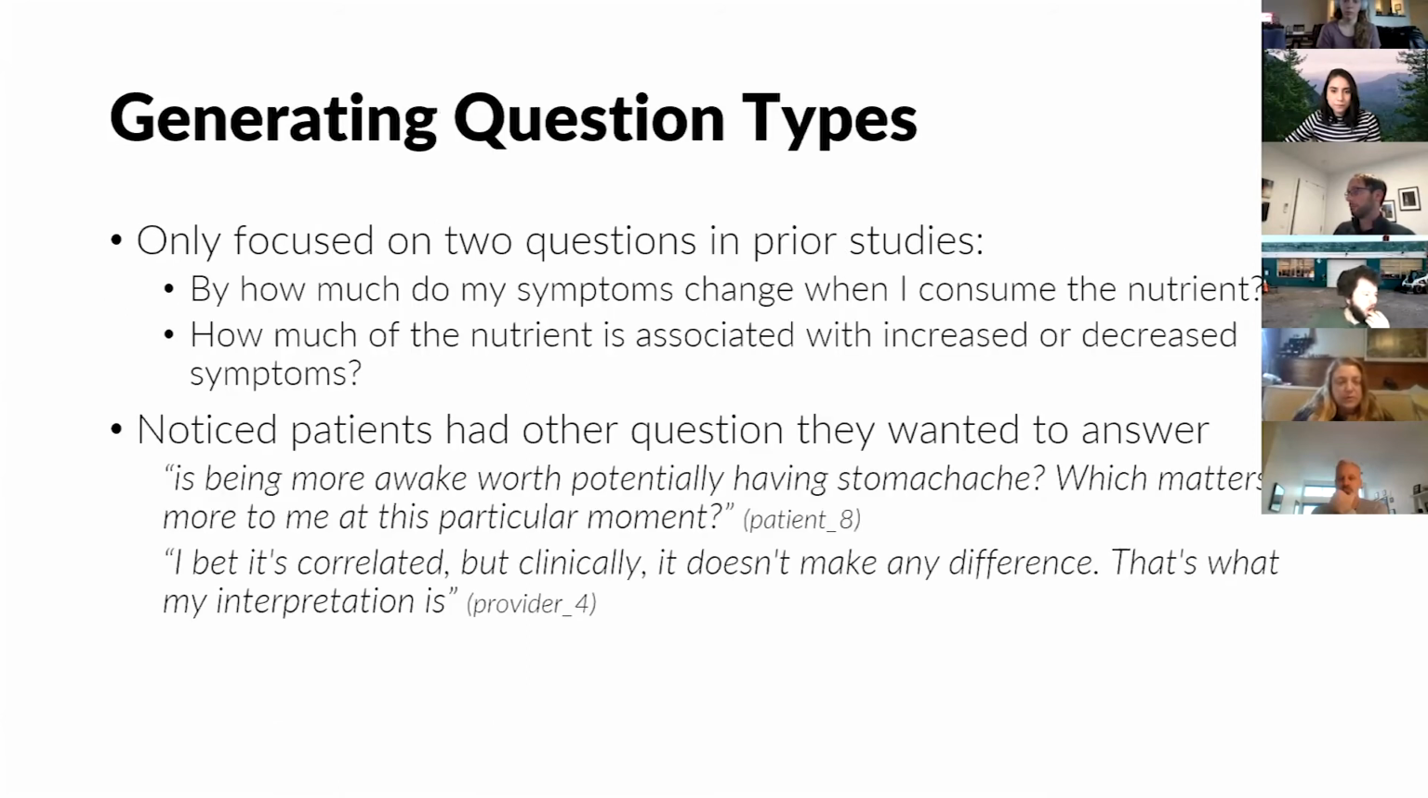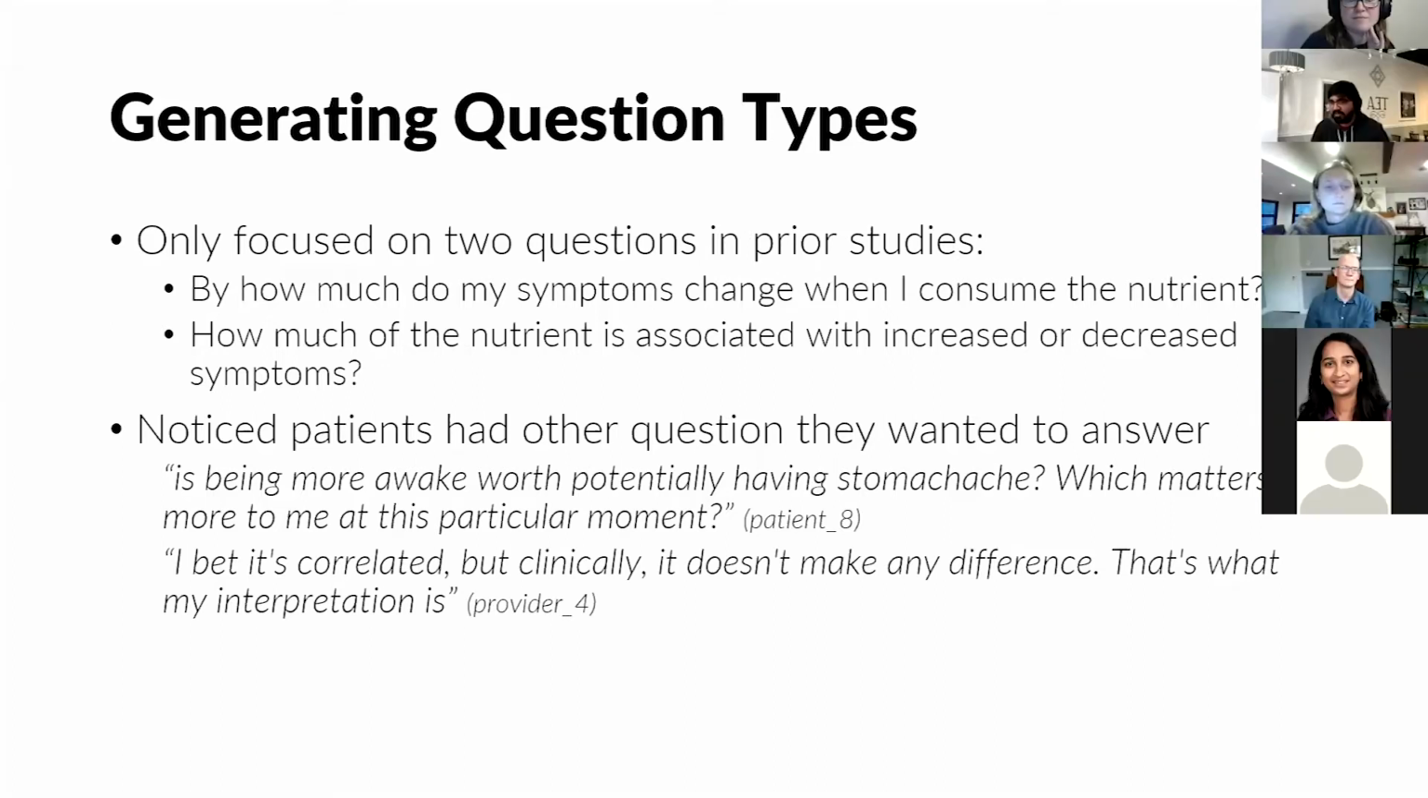Like I mentioned, in the prior studies, we only focused on two particular questions. The first was by how much do my symptoms change when I consume the nutrient? And the second was how much of the nutrient is associated with an increase or decrease in symptoms. But as we dove deeper in the qualitative interviews, we noticed that people had other questions, and particularly people had more questions once they answered a question that they were already seeking to collect data to answer. For example, when informed that a particular nutrient was correlated with a change in symptoms, patients often wanted to know the quantity of the symptom change.